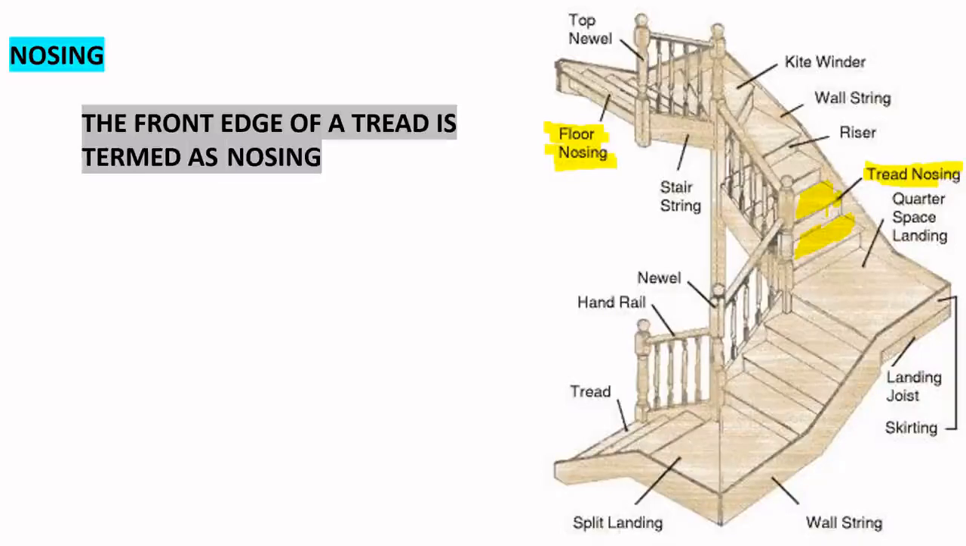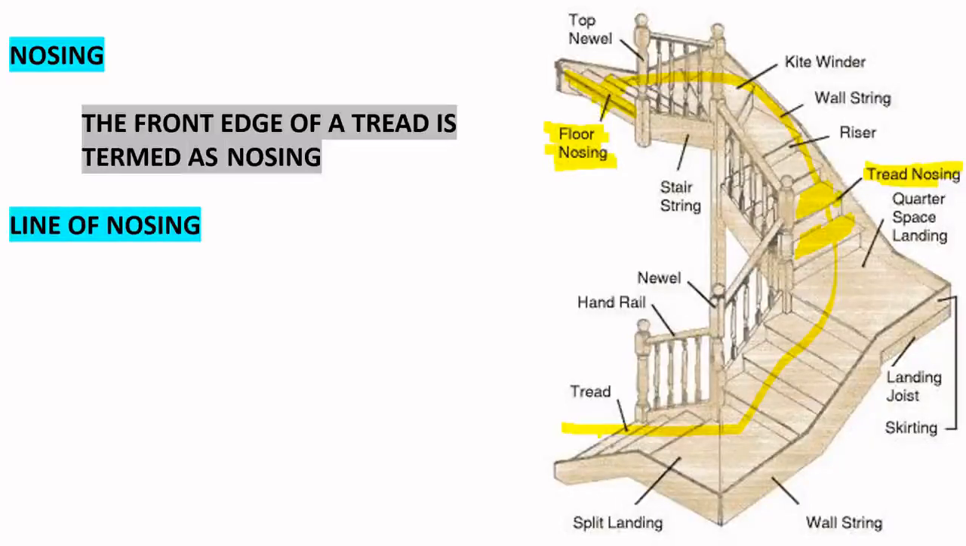See here it is known as floor nosing. See the end of the floor. This is known as floor nosing. So, this step goes from one floor to another floor, and this corner, this end, this edge is known as floor nosing.